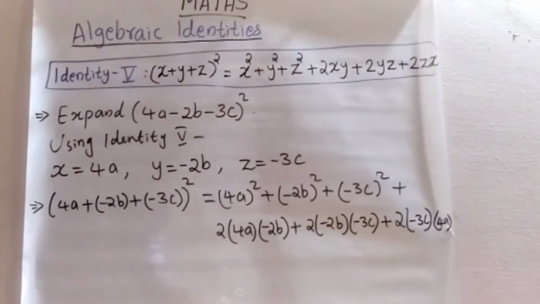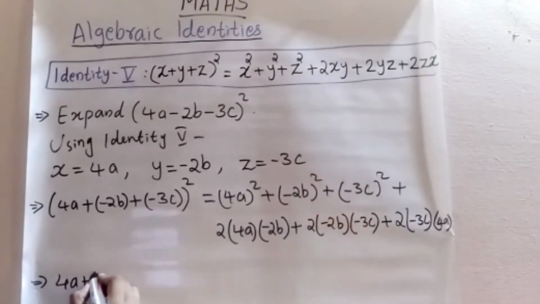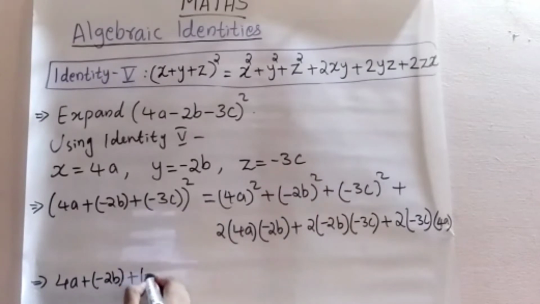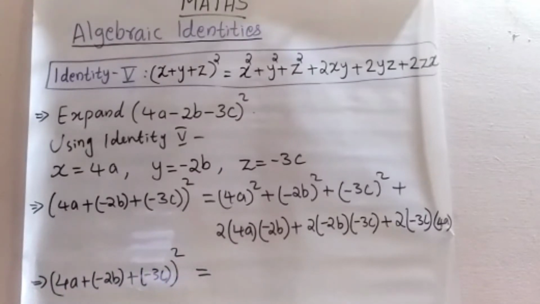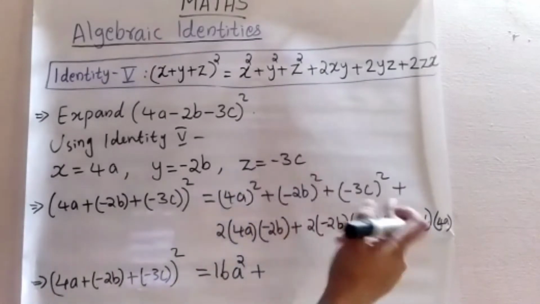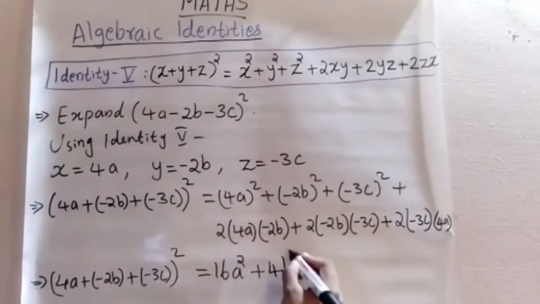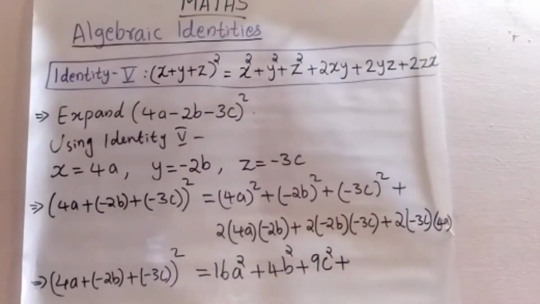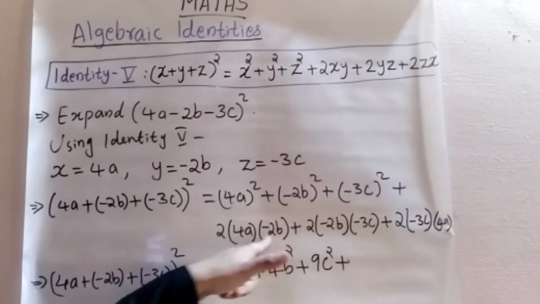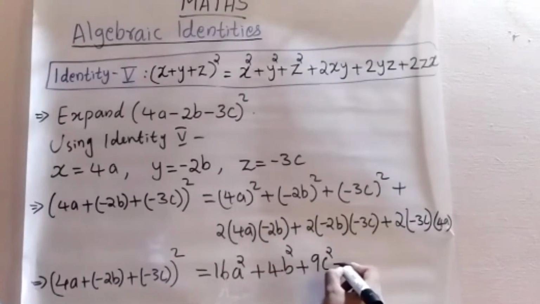Clear? Then we can write the expanded form, which implies (4a + (-2b) + (-3c)) whole square is equal to (4a) whole square, that is 16a square, plus (-2b) whole square is 4b square, plus (-3c) whole square is 9c square, plus, here one minus sign is there, so the sign should be negative.